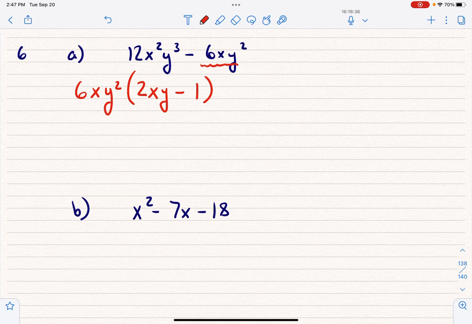That 1 is kind of like a placeholder because you need to be able to multiply back out this one times this one and this one times this one and get what you started with. If you can't, then you factored wrong. So that 1 has to be there as, like I said, kind of a placeholder.